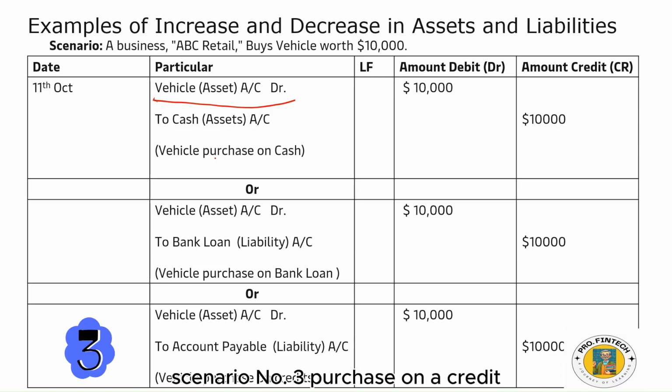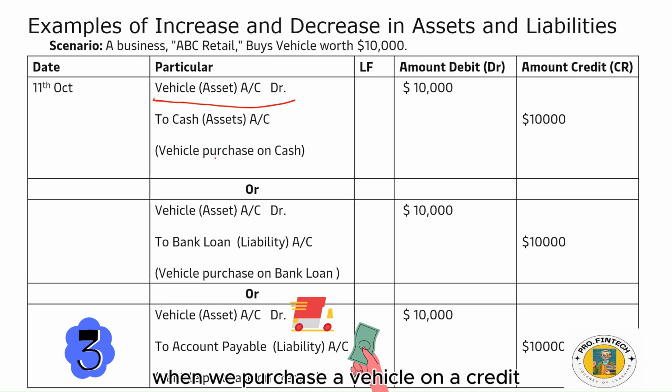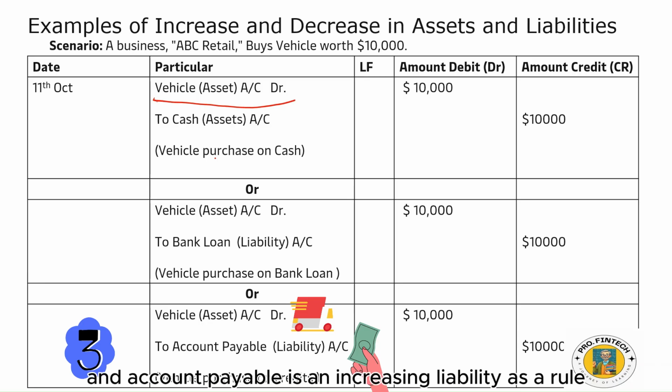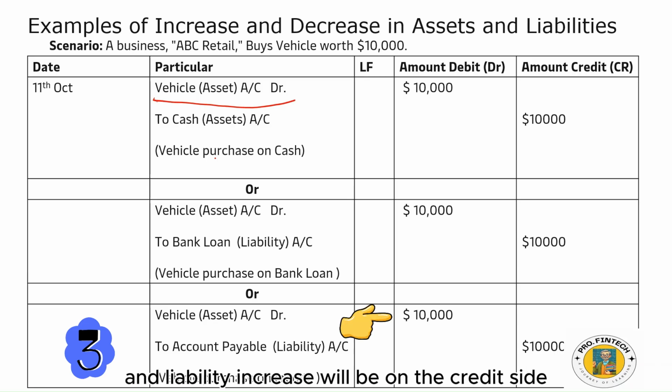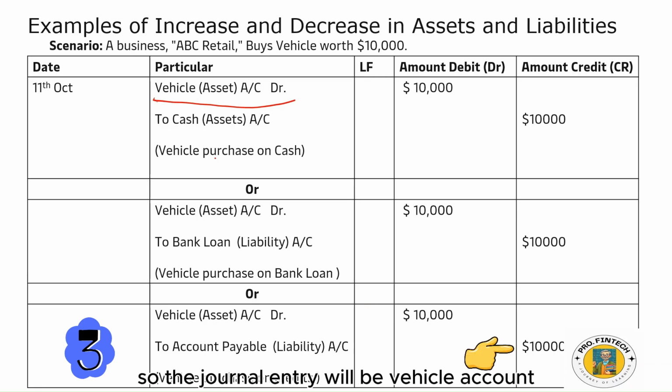Scenario number 3, purchase on credit. When we purchase a vehicle on credit, we have two effects here, vehicle which is an asset and accounts payable which is a liability. The vehicle is an increasing asset and accounts payable is an increasing liability. As a rule, an asset increase will be on the debit side and a liability increase will be on the credit side. So the journal entry will be vehicle account debit and accounts payable account credit.